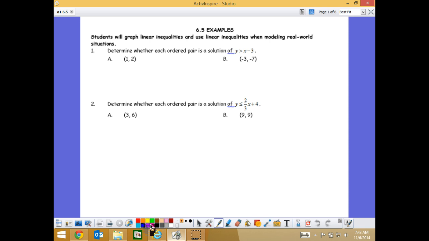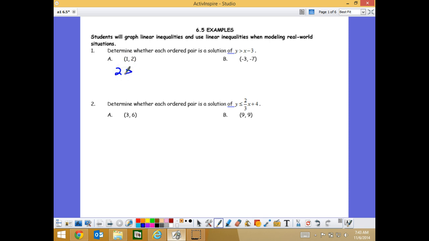So in these first two examples, all we're going to do is substitute these points in for x and y and see if they make the inequality true or not. So, for example, in this first case, we are going to take this inequality and substitute the x and the y coordinates in for x and y. In this first one, the y coordinate is 2, so we're going to substitute that in for y.